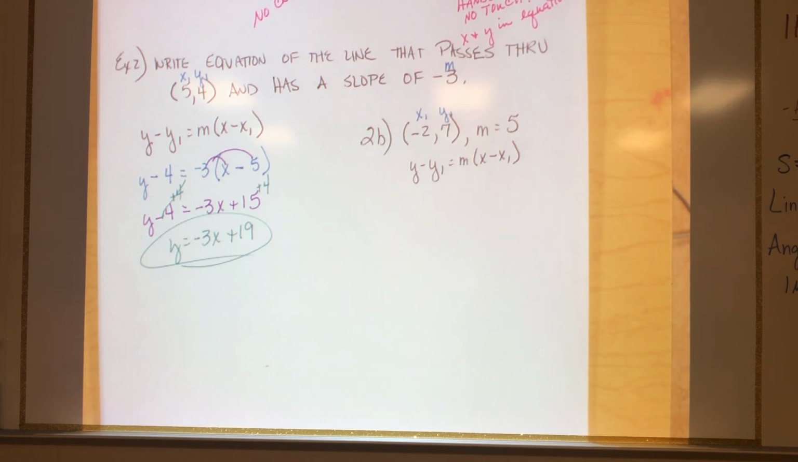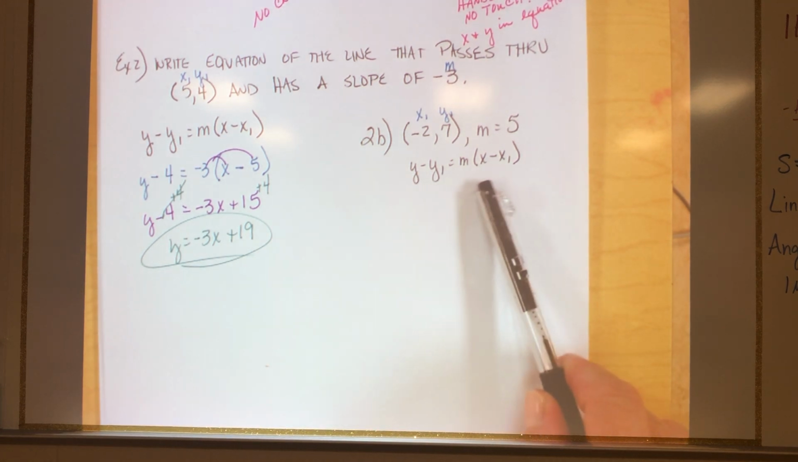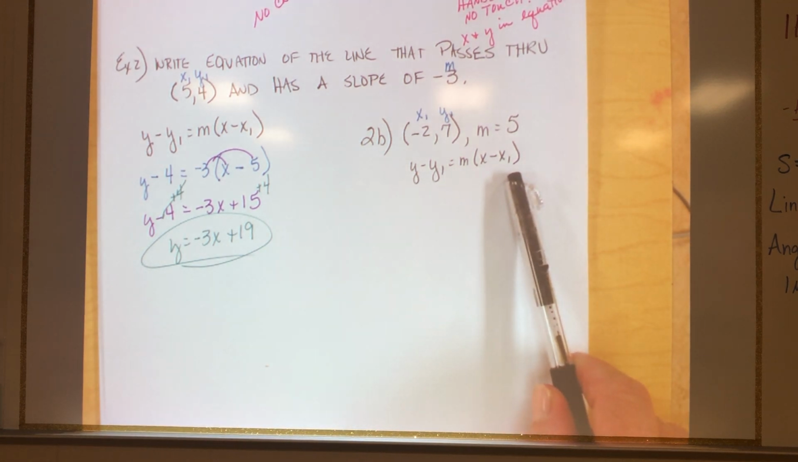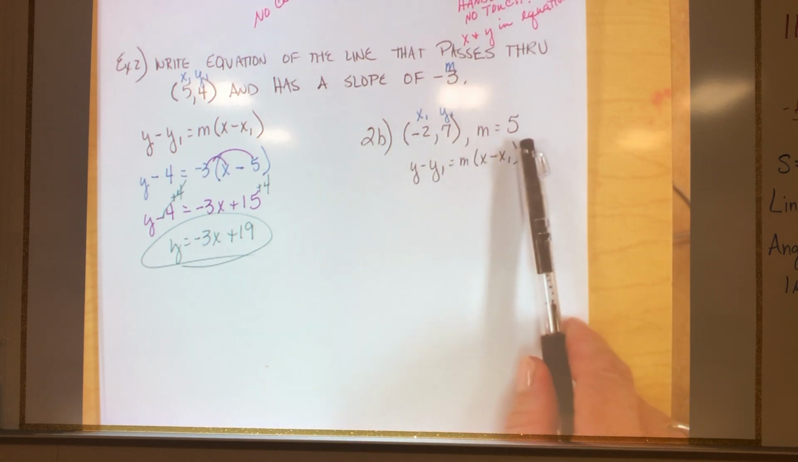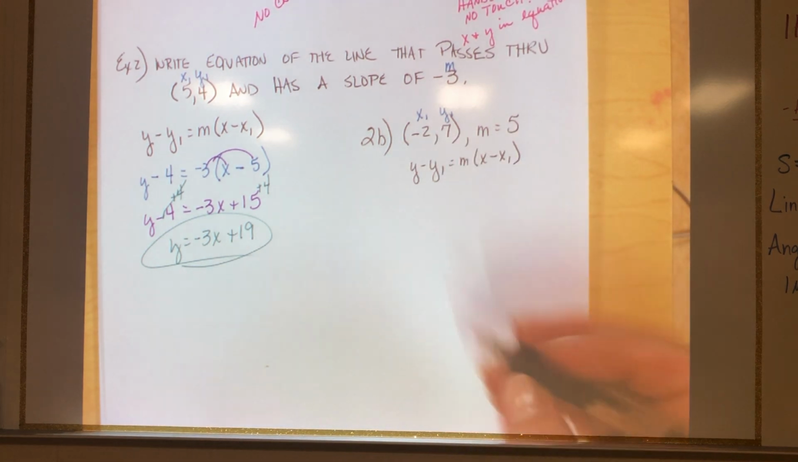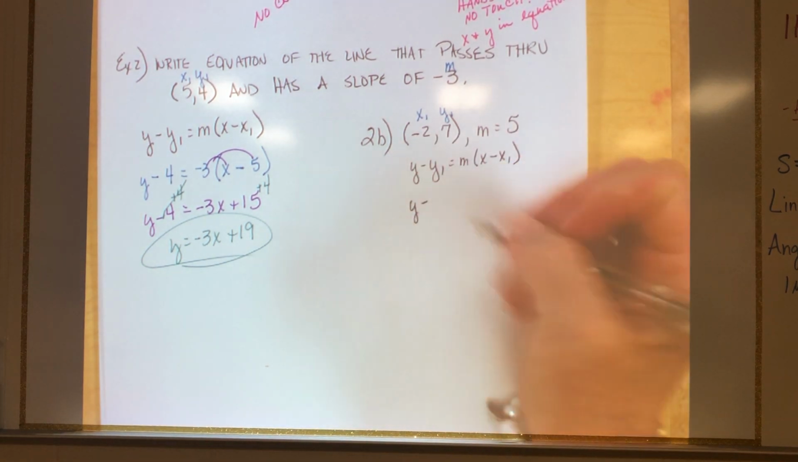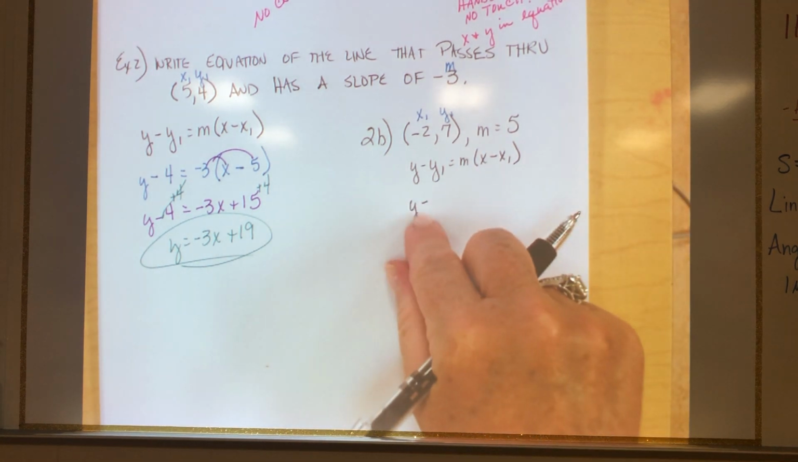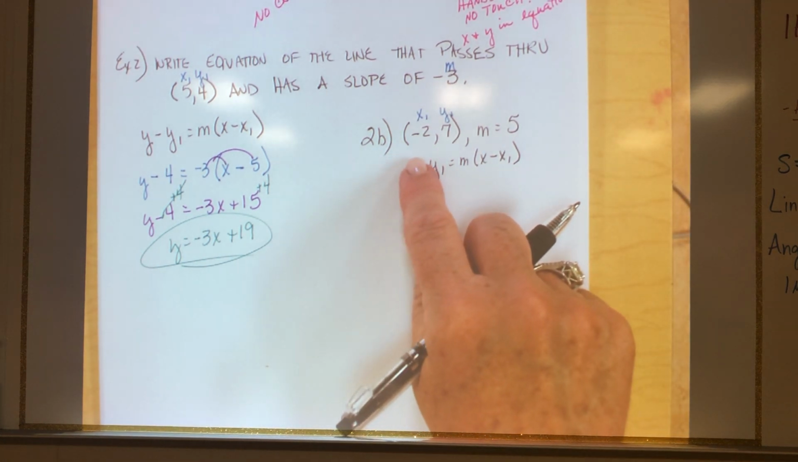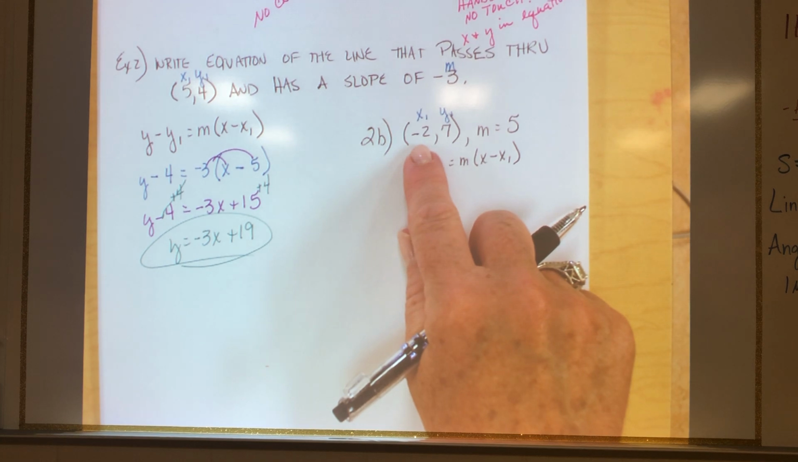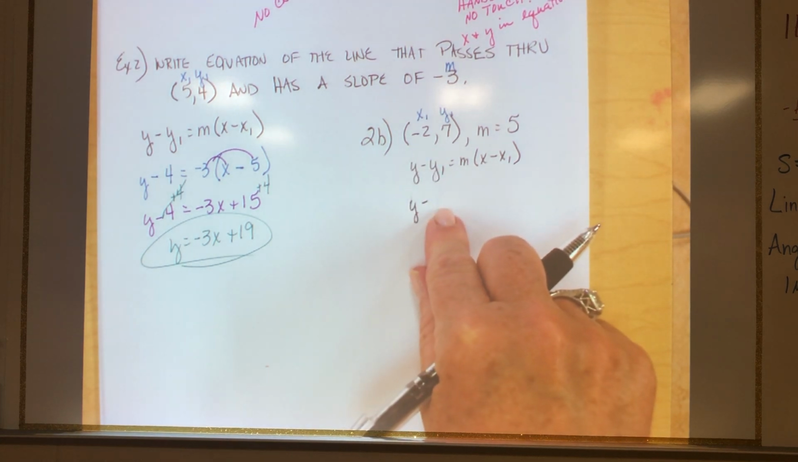Okay, are you ready? All right, so here's my equation. y minus y sub 1 is equal to m times x minus x sub 1. Okay, I've labeled my stuff. Okay, and now I'm going to plug it in. y minus. Now look, when I look up here, what is the first number that I look at? Negative 2. That's going to be a mistake, guys.